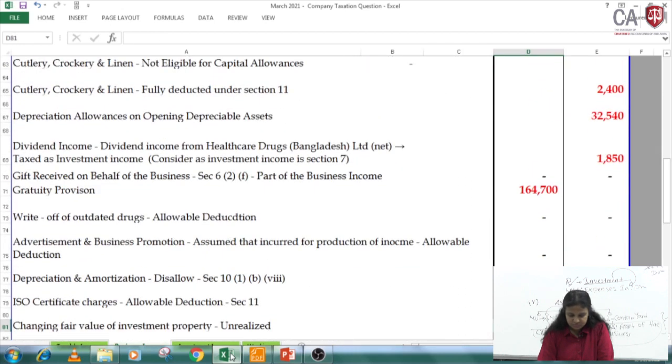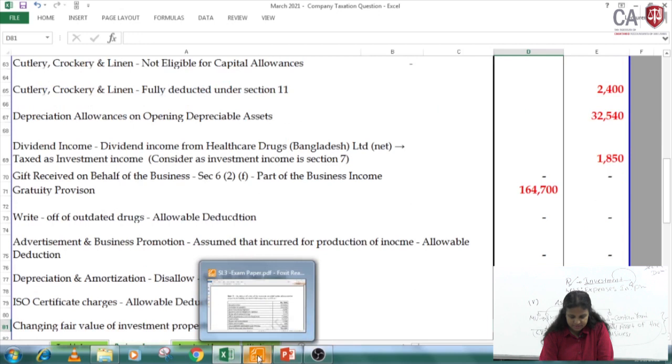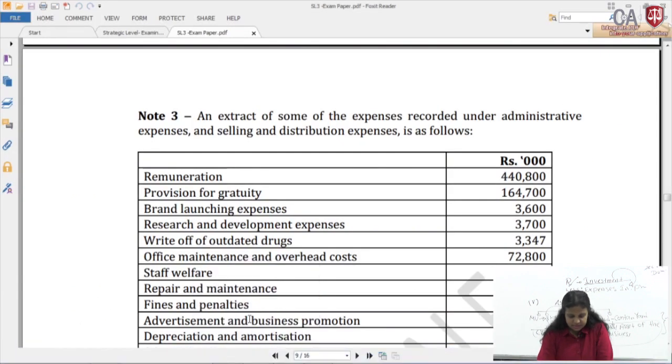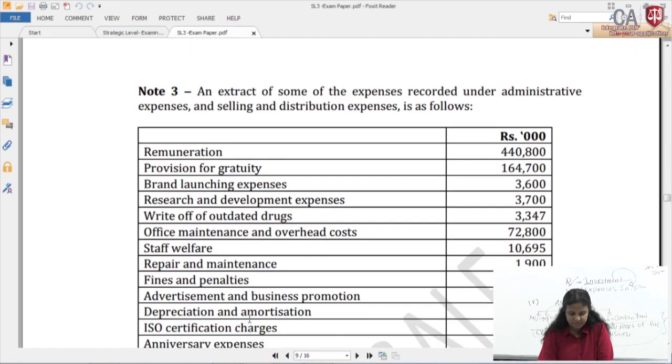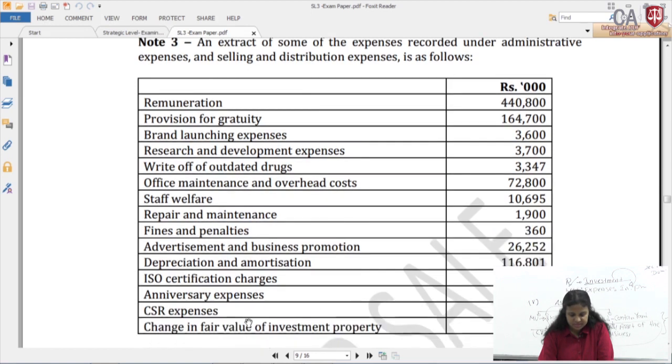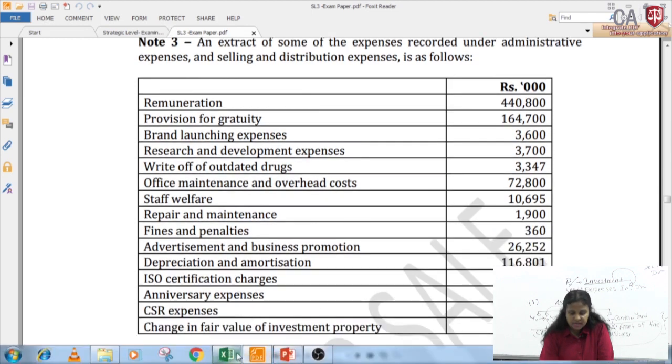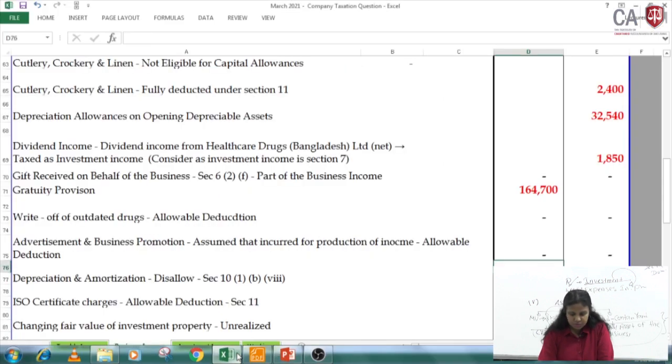Then the other part of office maintenance is an allowable deduction. Next one, staff welfare we have taken, repair and maintenance done, fines and penalties done. Advertising and business promotion is assumed to be incurred for the production of income since no information has been provided. Remuneration likewise need not be taken into the business income calculation, but advertisement and business promotion directly affect the tax computation, so please take those expenses and write your explanations, okay.